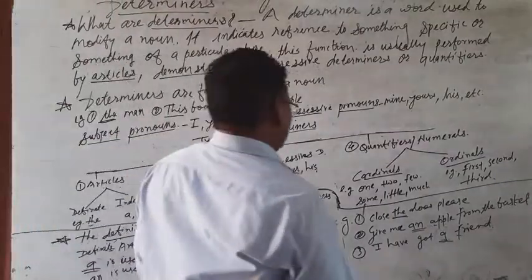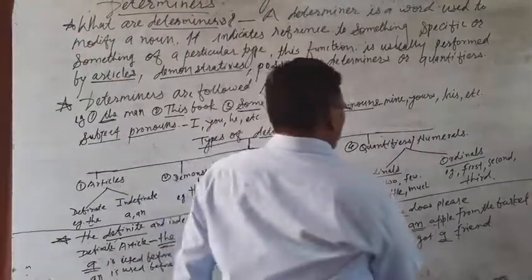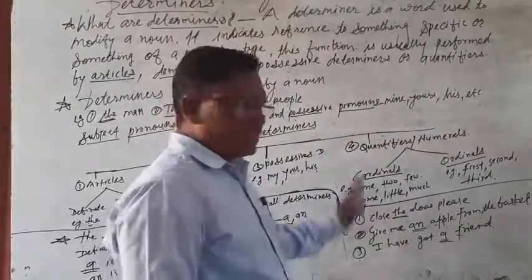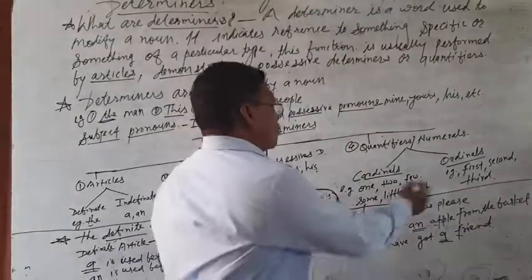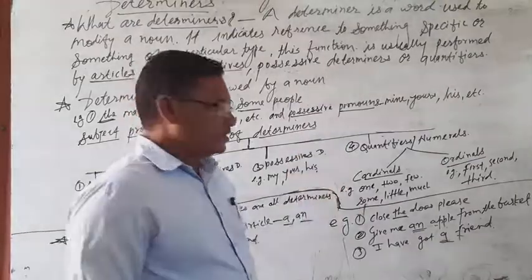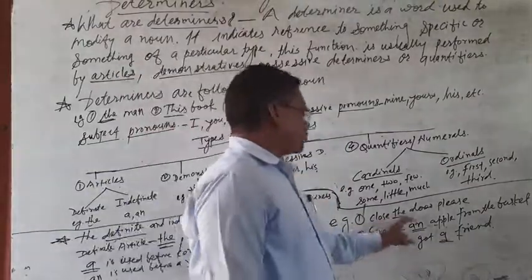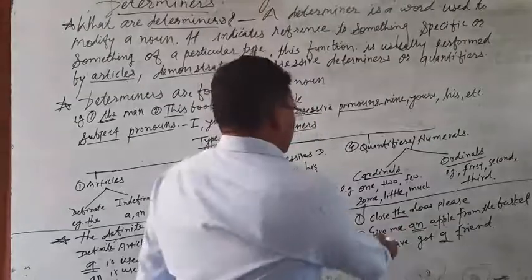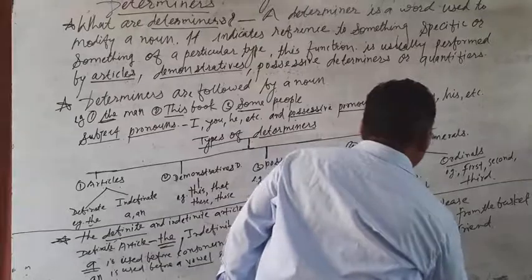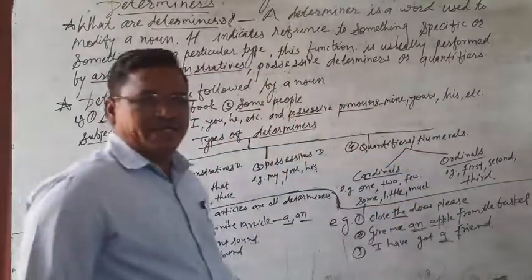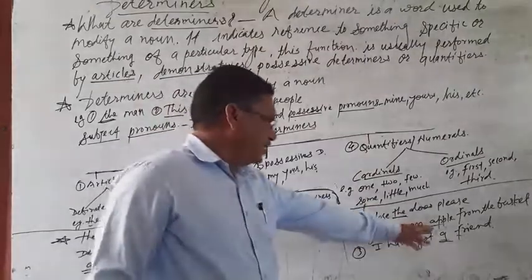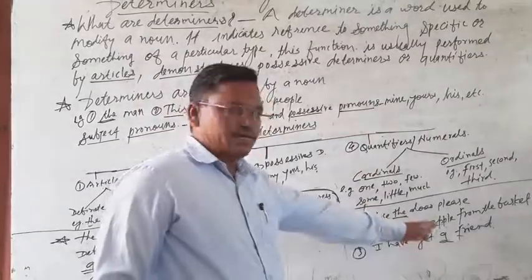Now see here, for example, close the door please. Here the article is the, because the is the definite article. Close the door means that exact door should be closed. Next, give me an apple. Here an is used, because apple starts with a vowel, so we use an before a vowel.